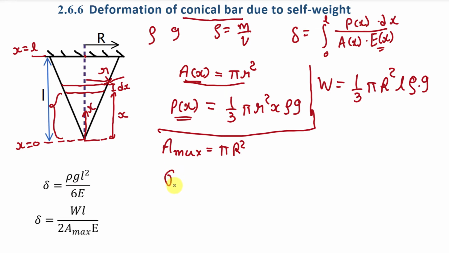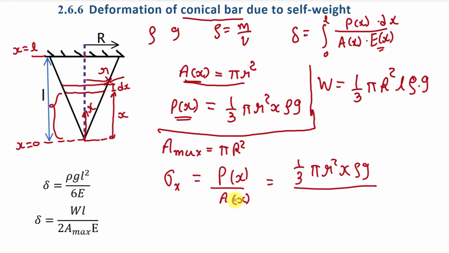And what is the value of stress? That is sigma x. This is the value of stress at distance of x from this point at this strip. We know that stress is load divided by area. Here this load will be Px and this area will be Ax. We know the value of Px and Ax. So from here we are going to put value of Px, that is 1 by 3 pi r square x into rho G divided by what is Ax? It is pi r square. So from here this pi r square will be cancelled out, and we will get sigma x is equal to rho G x divided by 3. So this is the value of stress at distance of x from this bottom point.